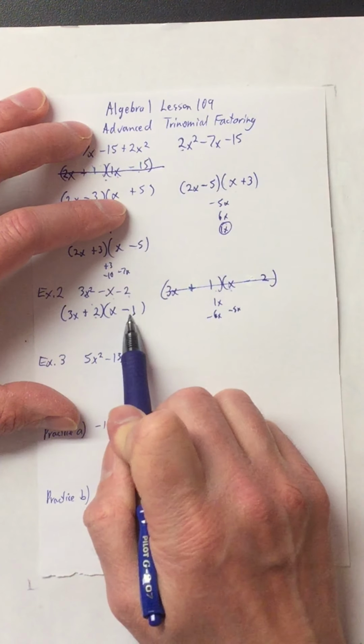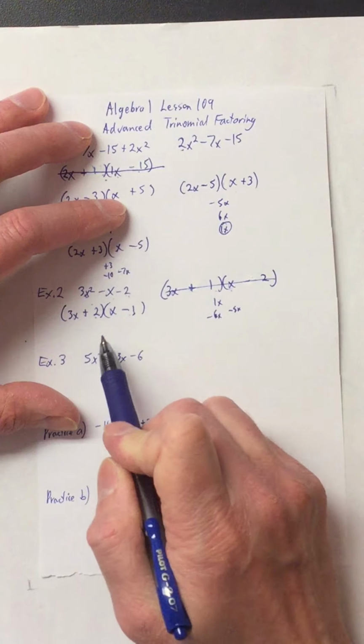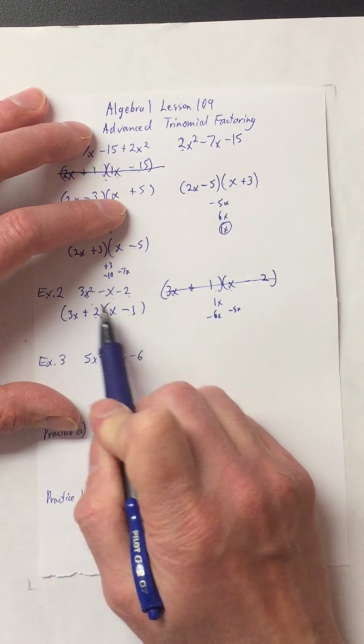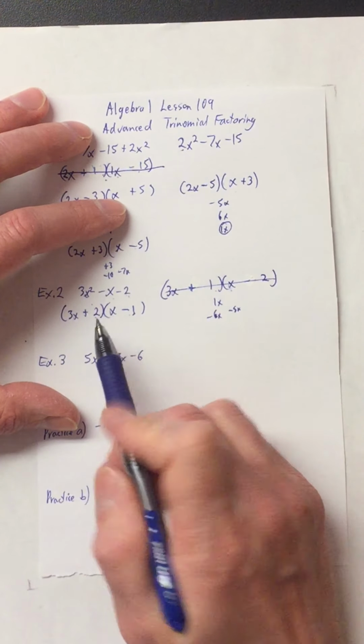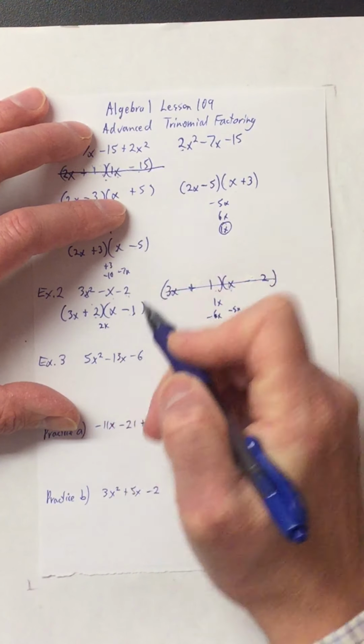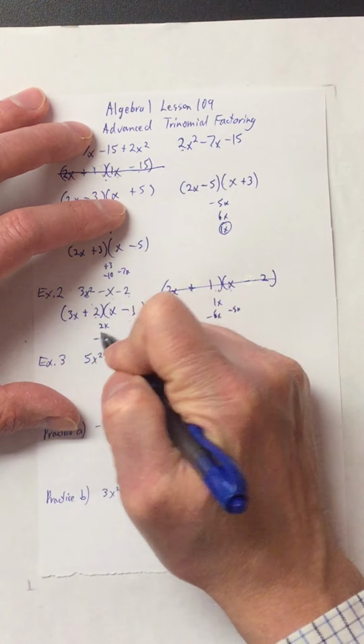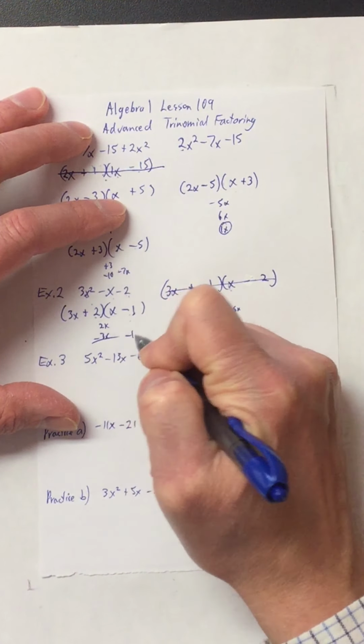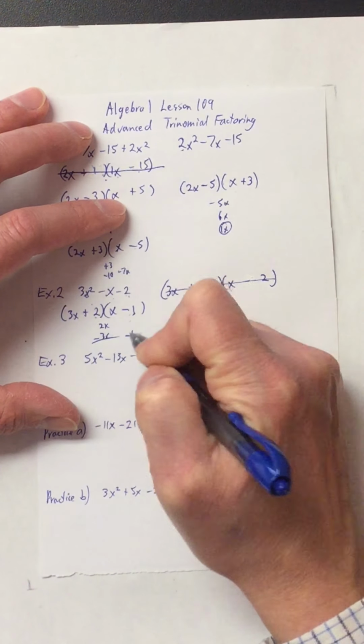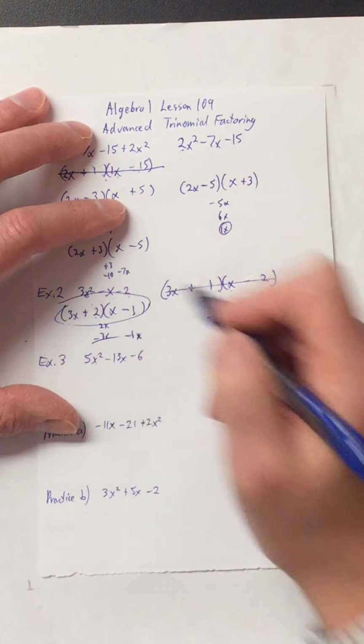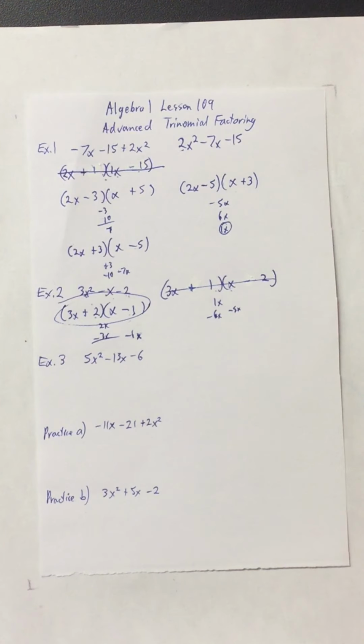2 times the negative 1 gives me the negative 2 I'm looking for there. 3x times the x gives me a 3x squared I'm looking for there. Then I multiply these 2 and get 2x. I multiply my outers and get negative 3x. Add those together and I get negative 1x, or just negative x. There's my answer for example 2.